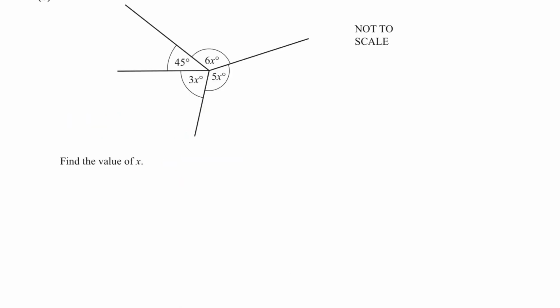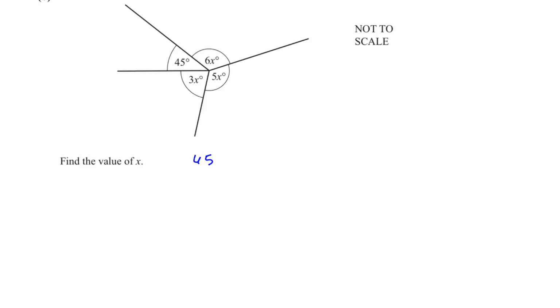In the next question, we have to find the value of x. We have been given this diagram, and you should know that angle at a point equal to 360. So when you add all of these angles, they will equal to 360.